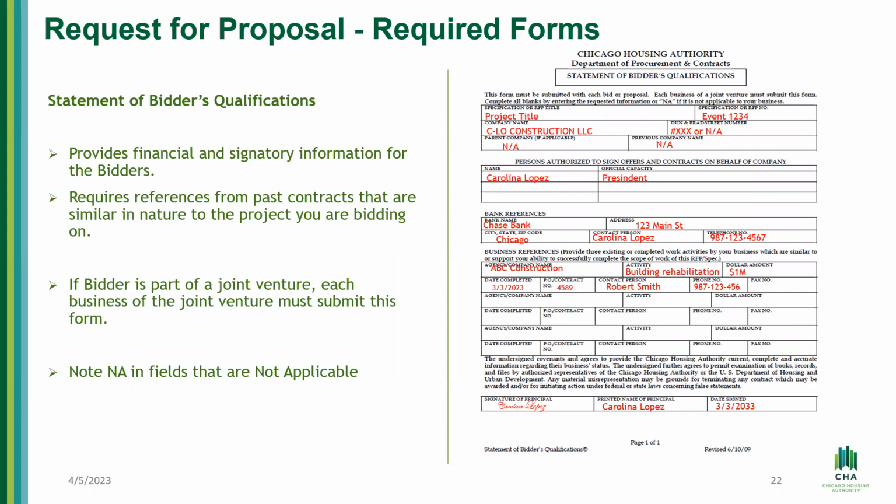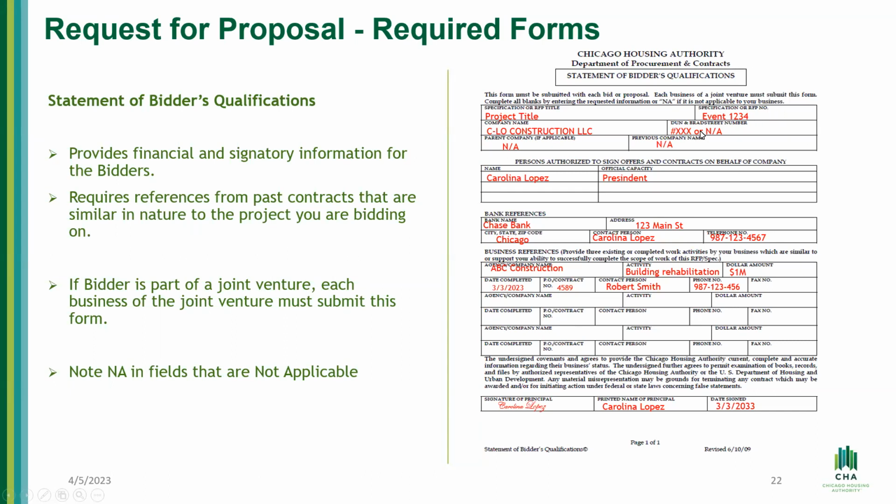And again, note NA in fields that are not applicable to you. I provide you an example in this part. In this form, you will need to provide the RFP title, which is the project title, and it is going to be on the first page of the solicitation. Also the RFP specification or RFP number, you will find that number also on the first page of the solicitation.